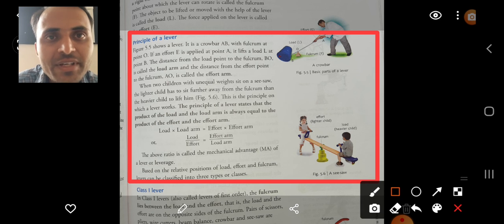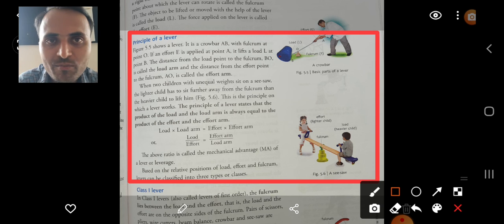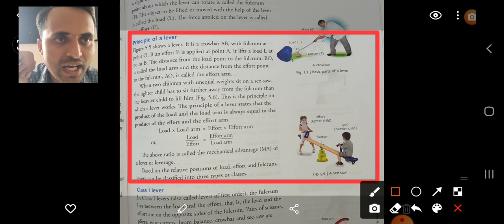This is the definition of load arm. And second is the effort arm. What do you mean by effort arm? The distance from the effort point to the fulcrum point. This is called the effort arm. Okay. Next example is of the seesaw. Seesaw is also one type of lever.